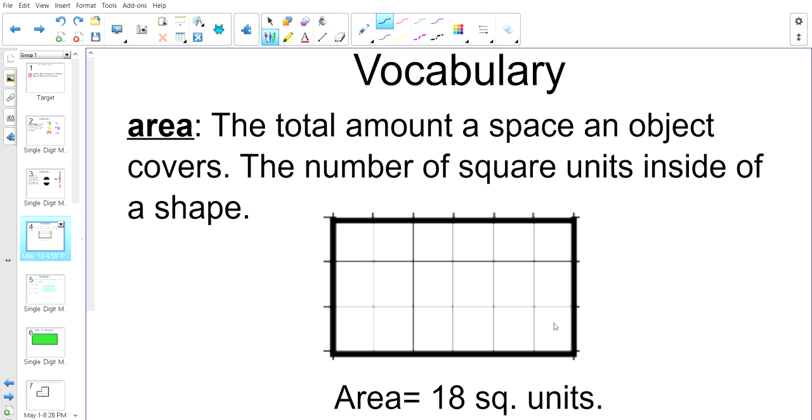If I wanted to know the area or the total space this rectangle is covering, I could count each of the squares inside of the shape to find the total number of squares it's covering. If I counted carefully, I would find that there are 18 squares inside of this rectangle. That means that the total space this rectangle is covering, or the area of the rectangle, is 18 square units. Remember, we always measure area in square units.